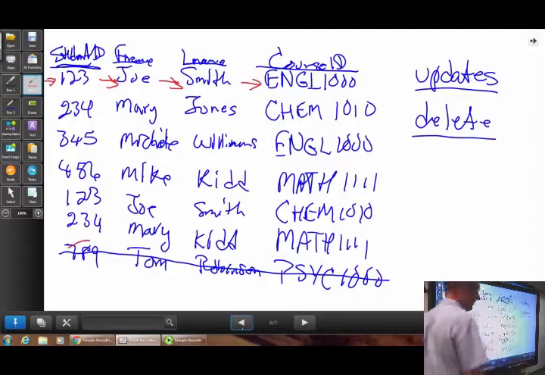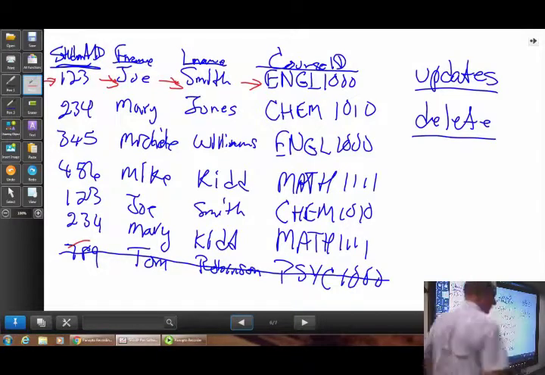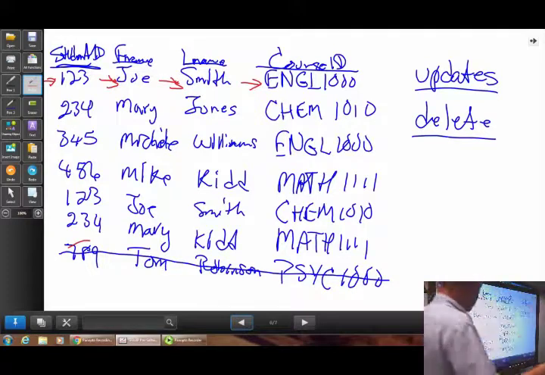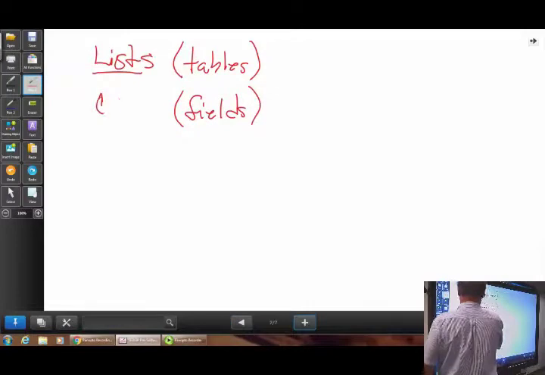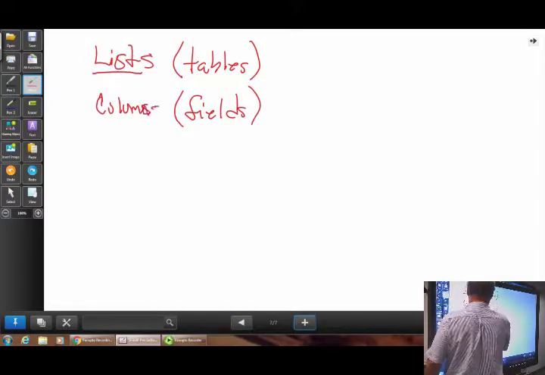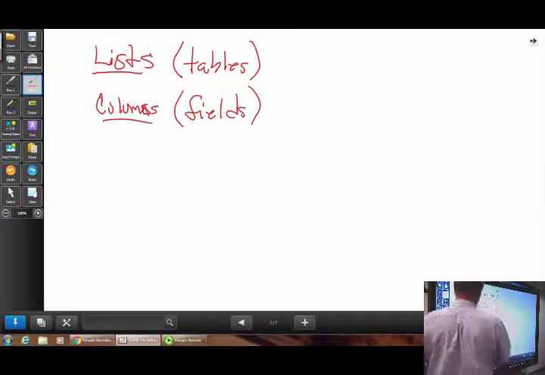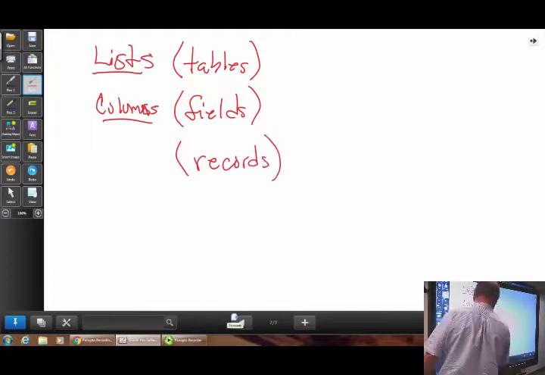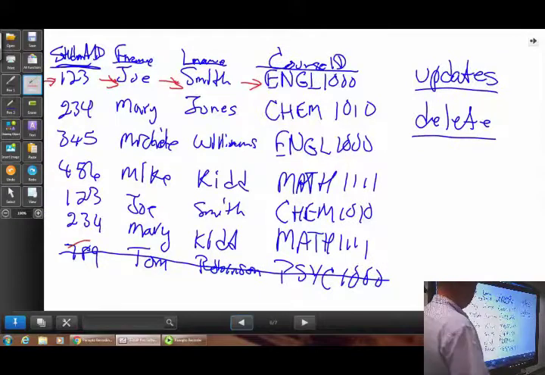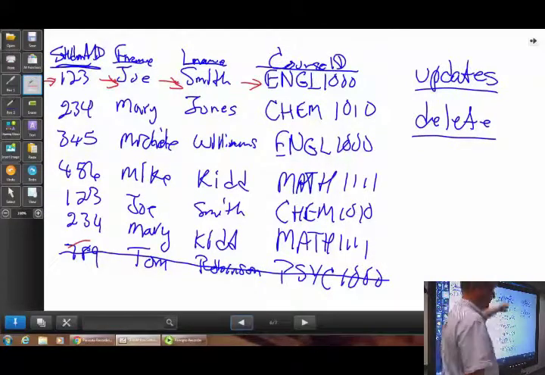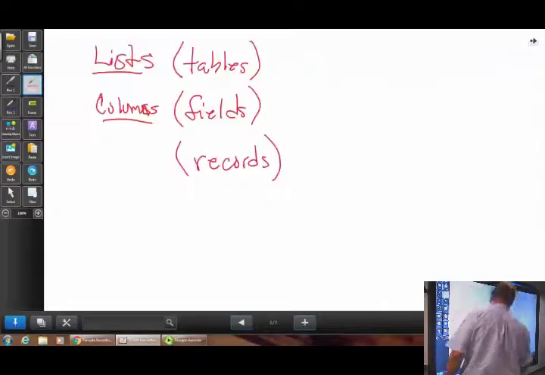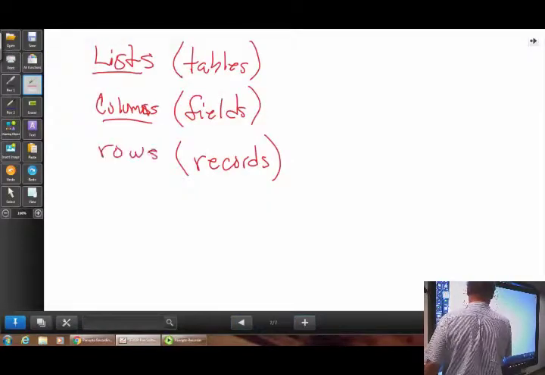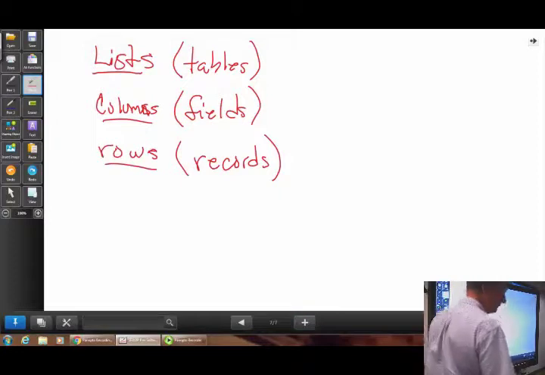Can you tell me where the fields are in this? Give me an example of a field. Student ID. Student ID, first name, last name, course ID. Those are all fields. So the fields are columns. And then the last thing we have is records. What's an example of a record here? The entire row. Entire row, 123 Joe Smith English 1000 is a record. So the easy way to remember this is record, row. Both start with R.